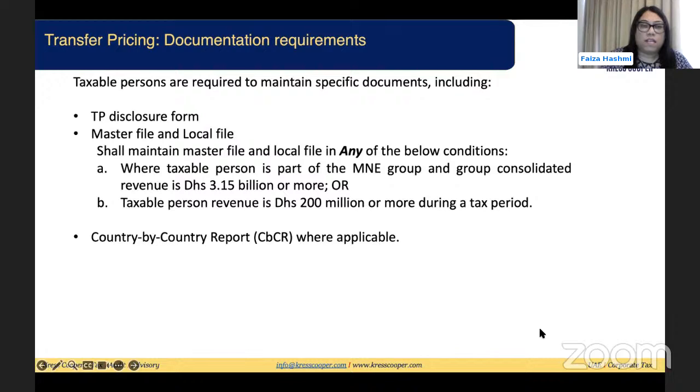There's a master file and local file. This should be maintained by companies that are part of multinational groups where the consolidated revenue is 3.15 billion, or where the taxable person has a revenue of more than 200 million during a tax period. So these are the people who need to maintain the master file and local file. And then there is the country by country report, which is also required to be maintained by a multinational company which has more than 3.15 billion consolidated revenue.